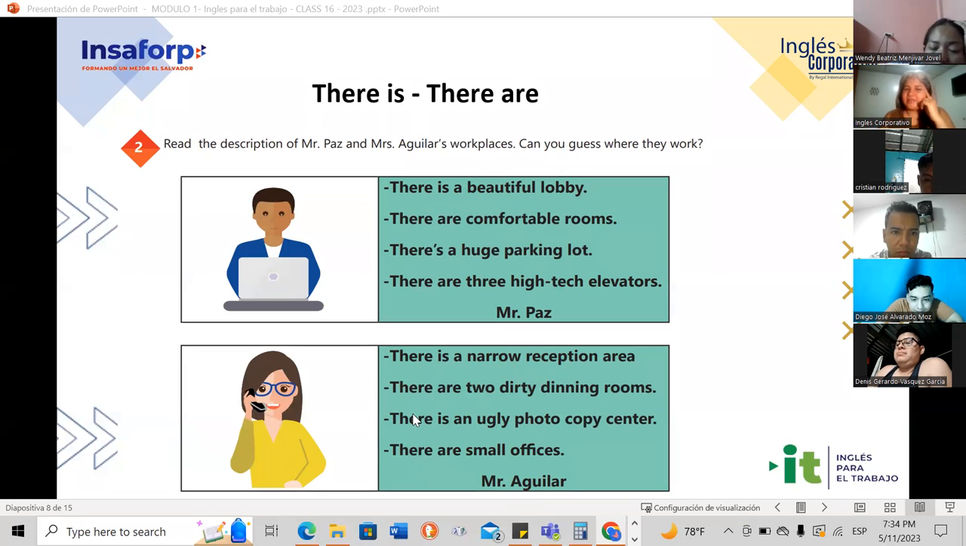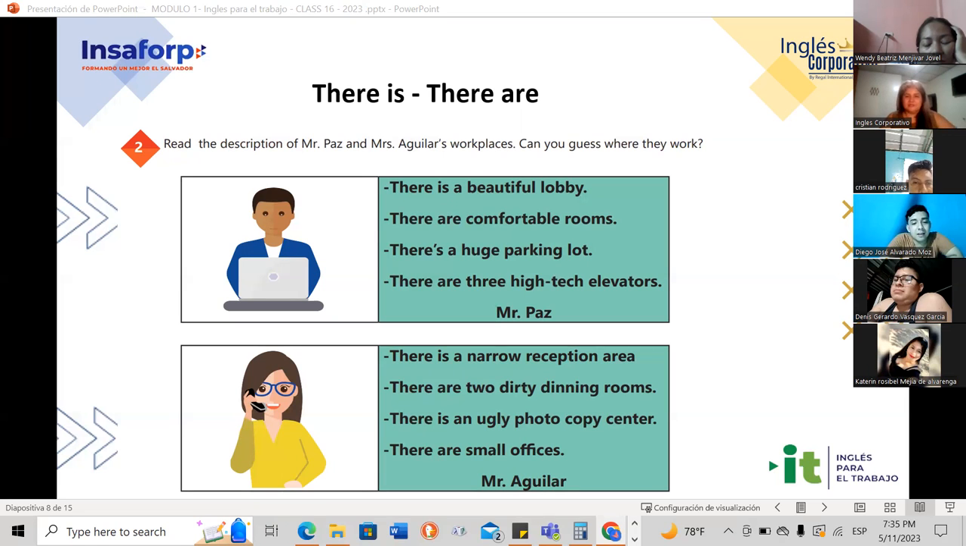Ni idea. Como las salas donde han estado trabajando quizás, está sucia. Dining room es donde comen, ¿verdad? Dining room es donde han estado comiendo. Sería como un salón de evento. Probably. Food court. No. Pueden ser varias opciones, ¿ok?